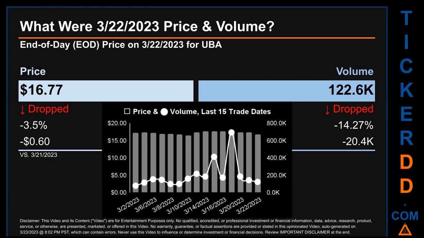Across a range of $1.29, the max and minimum end-of-day price were respectively 17.73 and 16.44. Volume saw a range of 615.7 thousand, from a day low of 78.8 thousand to a day high of 694.5 thousand.